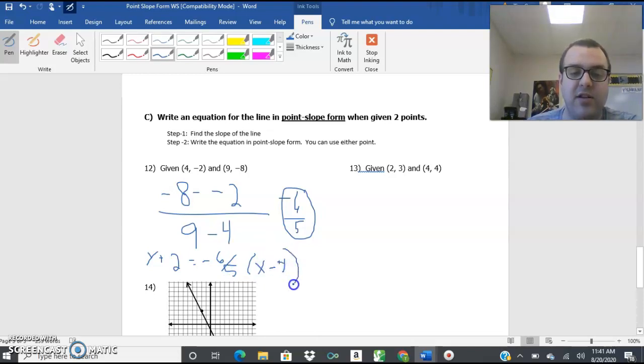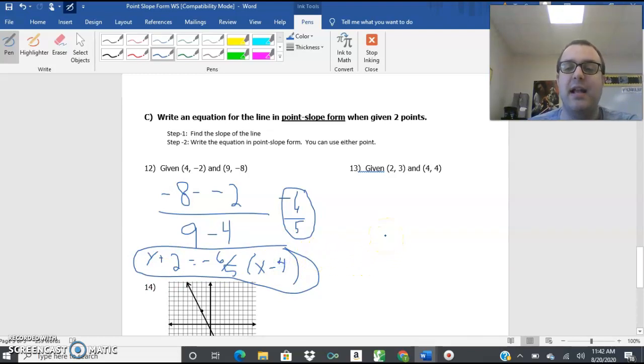Now, you might be saying to yourself, but Mr. Guy, what if I picked the other point? How did you know that you need to pick the 4, negative 2 and not the 9, negative 8? You will get a different looking equation, but they will be equal, okay? As we'll see later when we convert this into y equals mx plus b, they will be equal to the same thing, okay? So there's our equation, y plus 2 equals negative 6/5 x minus 4, all right? Why don't you guys go ahead and try number 13 for me, and then we'll meet back and talk about our answer.